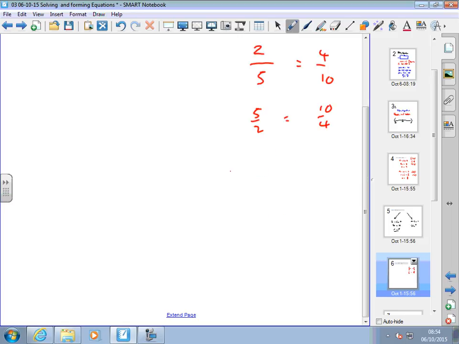However, I remember this. I think you'll agree that that's correct. A fifth plus a fifth is 2/5. However, if I invert both sides, it does not equal 5 over 2. And so if there's more than one fraction on both sides, I can't use this invert trick.